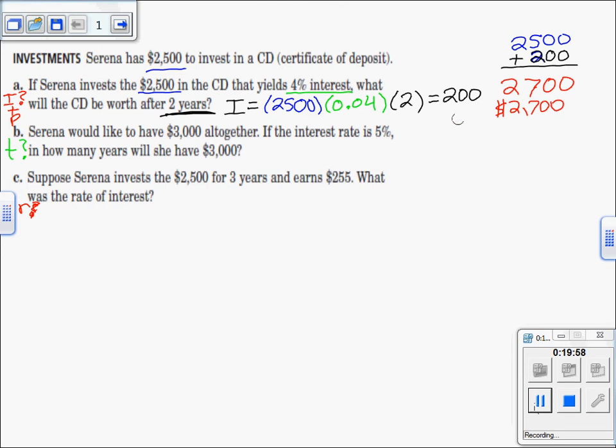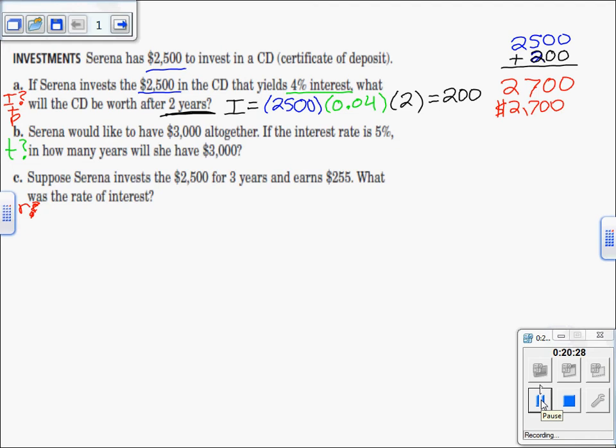Okay, so we found out it was $200 of interest earned. And so what we did is we took the $200 of interest earned and added it to the original $2,500 investment to give us our total value. When you add the interest earned to the original investment, you'll know the grand total that CD is worth. It's worth the $2,500 they have to pay you back, plus the $200 in interest that you've earned. So grand total, that certificate of deposit has a value of $2,700.